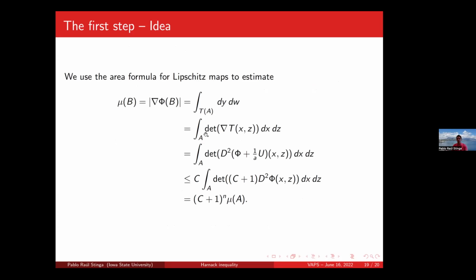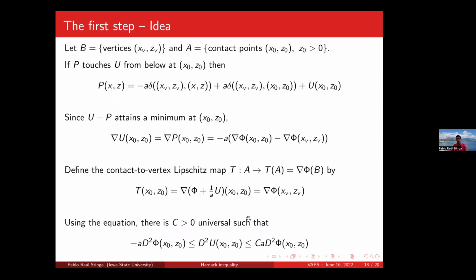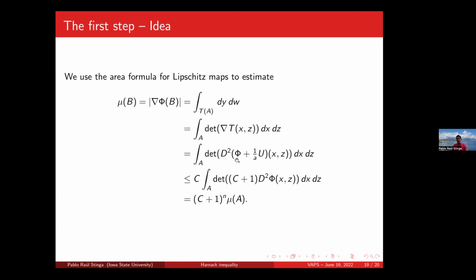So you integrate over A the determinant of the gradient of T. Now T was the gradient of phi plus 1 over A times the gradient of u, so the determinant of the Hessian of that. And now we saw using the equation that D2u divided by A is comparable to D2 phi. So we replace that by phi with a constant, and that's it. This is the Monge-Ampère measure of the set A times A. Okay, so that's the computation.